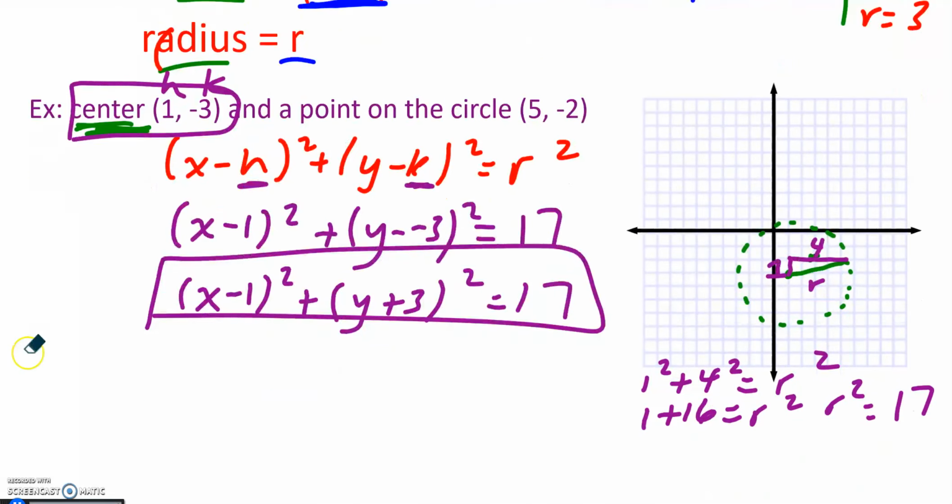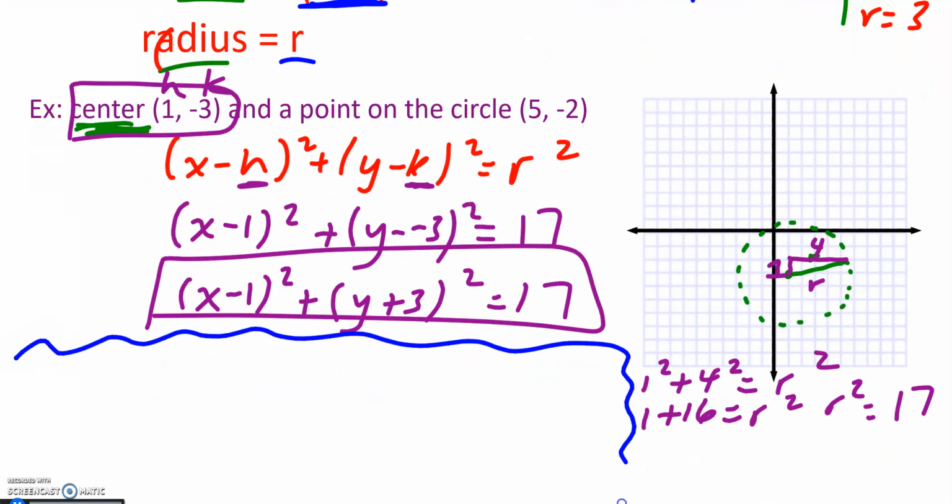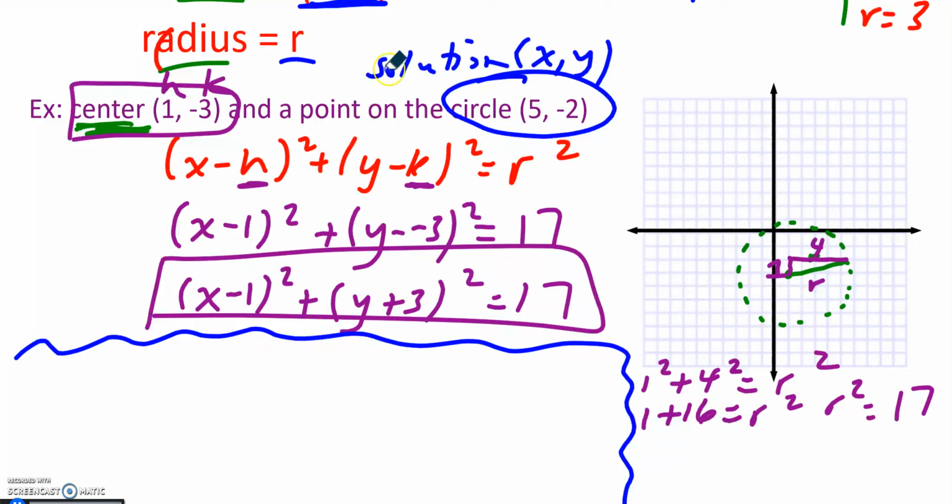Now, let's say you didn't have a picture, or you didn't have a graph given and you didn't want to draw one. There is another way you can solve this problem, using the fact that this point on the circle is really a solution (x, y). So let me redraw or rewrite the equation of a circle. Here's another way you can find the radius.